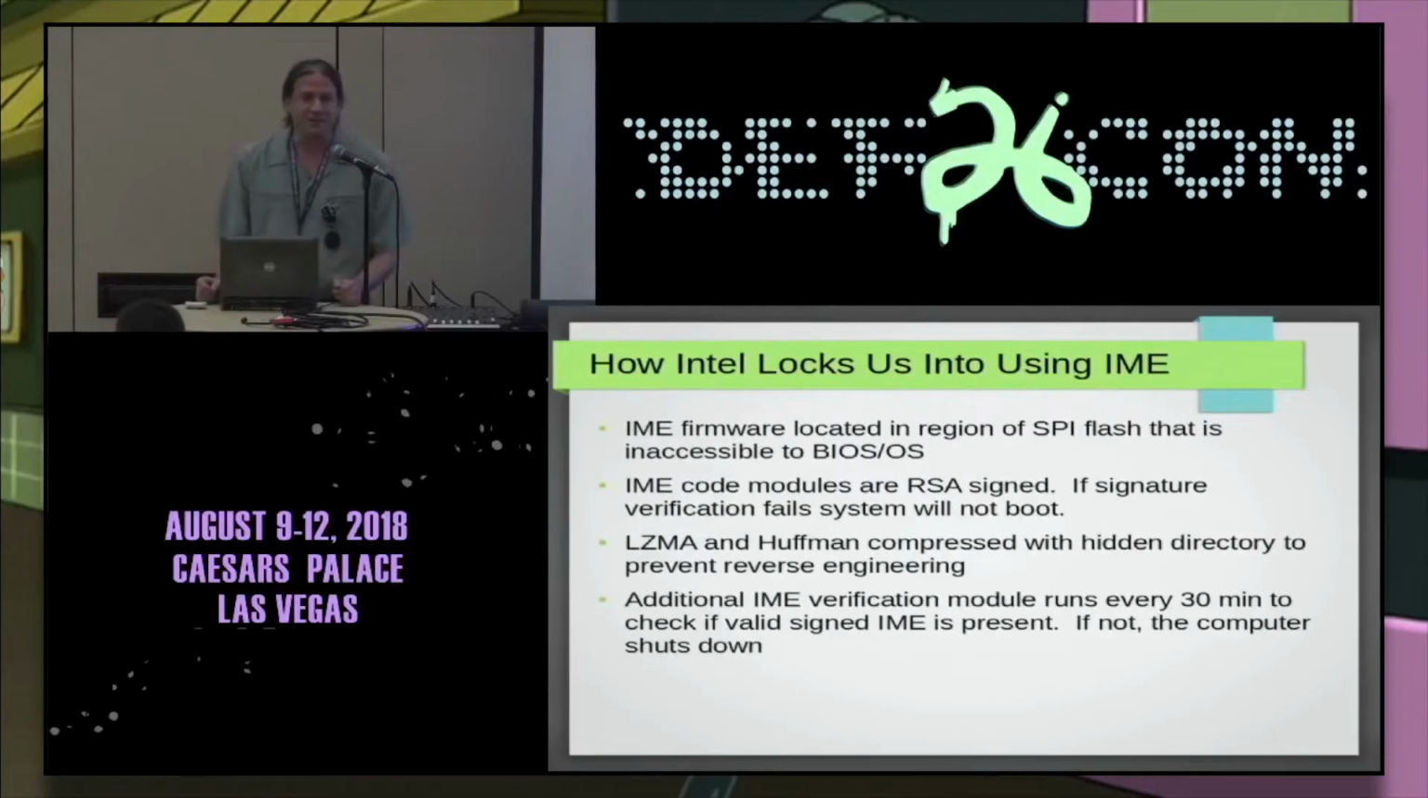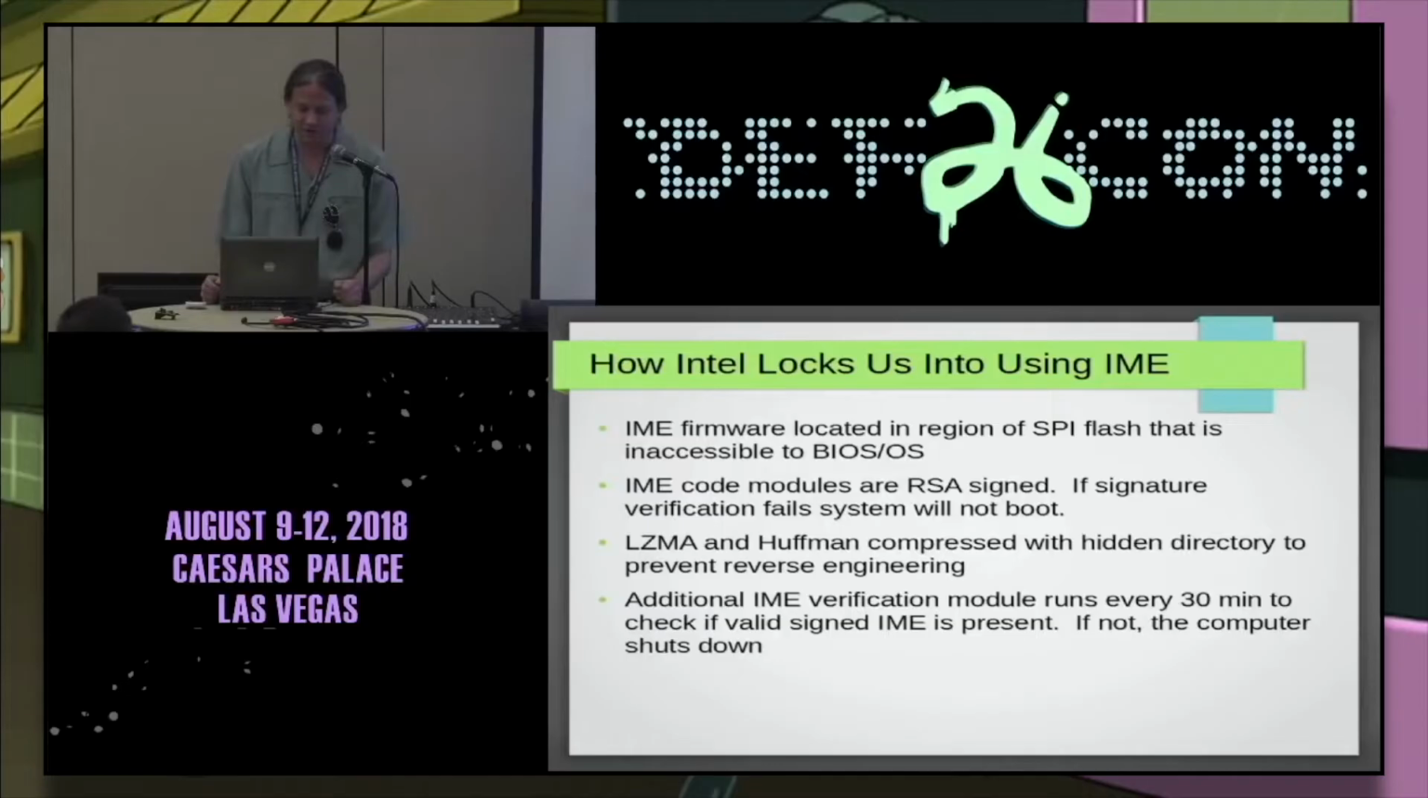And unfortunately, Intel makes it very difficult to get rid of. We all wish that there was just a simple checkbox in the BIOS where you could just say, turn it off, I'm not using this, I'm not even an enterprise user, but they want to make it as difficult as possible. The management engine firmware is located in a region of the SPI flash memory that is inaccessible to the BIOS and the OS. The core modules are RSA signed. If the signature verification fails, it will fail to boot.